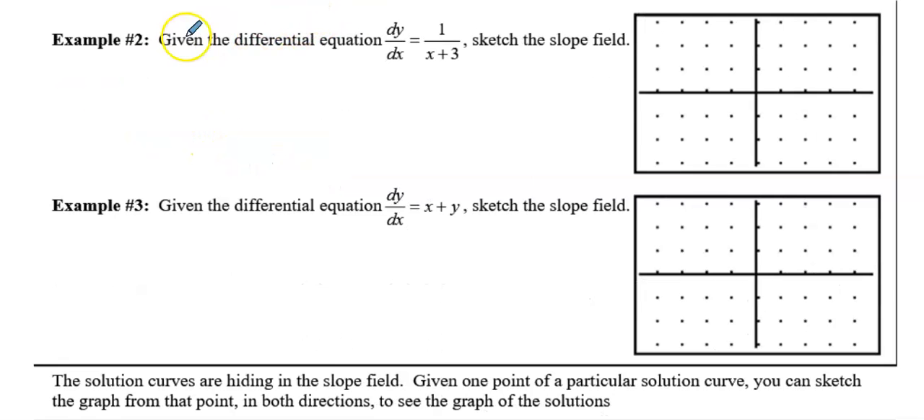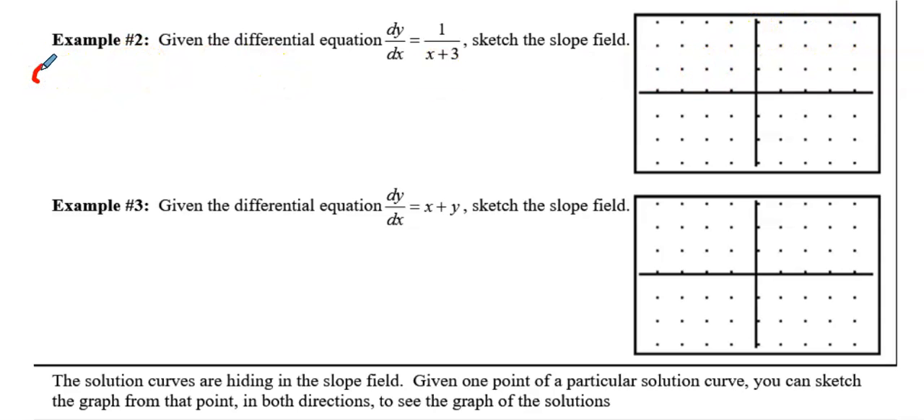All right, so we're going to look at example number 2. It says given the differential equation dy/dx equals 1 over x plus 3, we want to sketch the slope field. One of the things about this example that I want you to notice is, again, there's no y value. So when we plug in for x, the y is independent. Let me talk about that for a second.